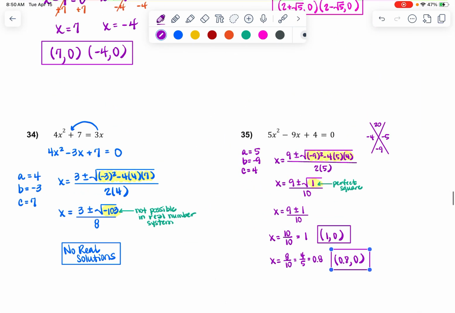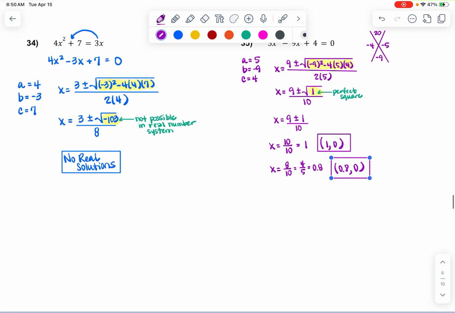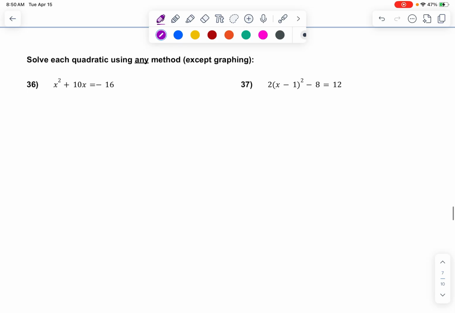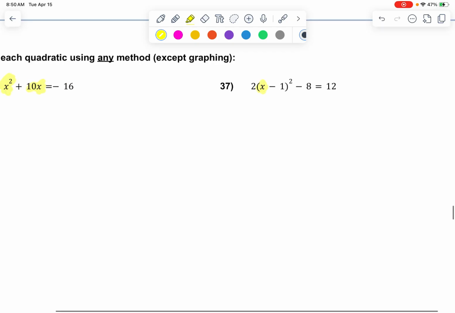All right, there's that page done. Now let's go look at the next page. It's the same instructions. Solve the quadratic using any method except graphing method. Let's go check to see if there's any we can do the square root method on. So remember, you can only use the square rooting method if it only has a single x term in the entire equation. So like this one has 2 x terms, so nope. This one over here, oh, he only has a single x.